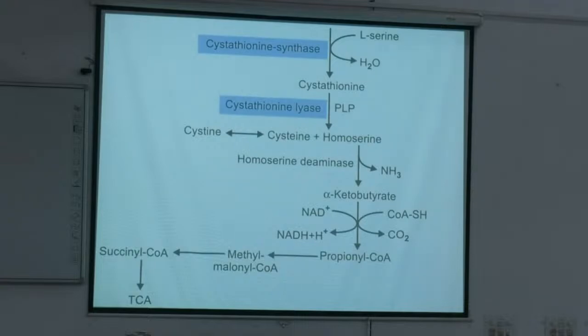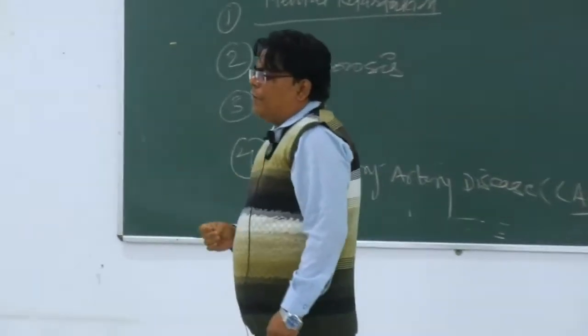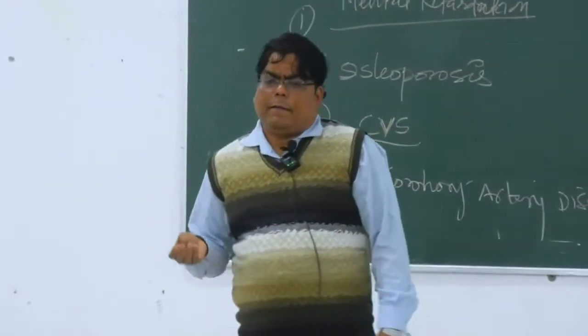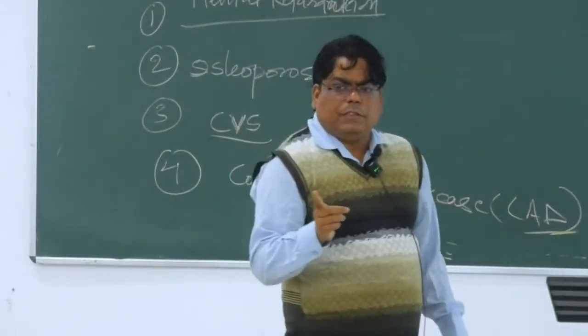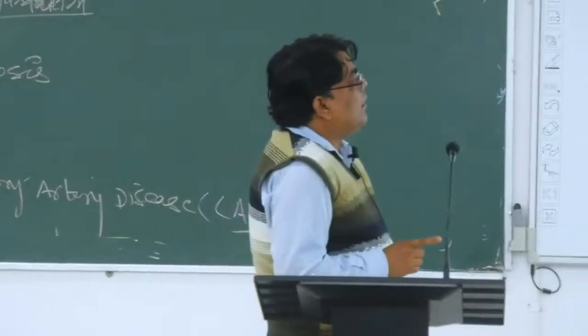Now in the catabolism section, catabolism means how it is used. It is majorly used for formation of bile salt by taurine, and formation of mucopolysaccharide by the formation of PAPS.